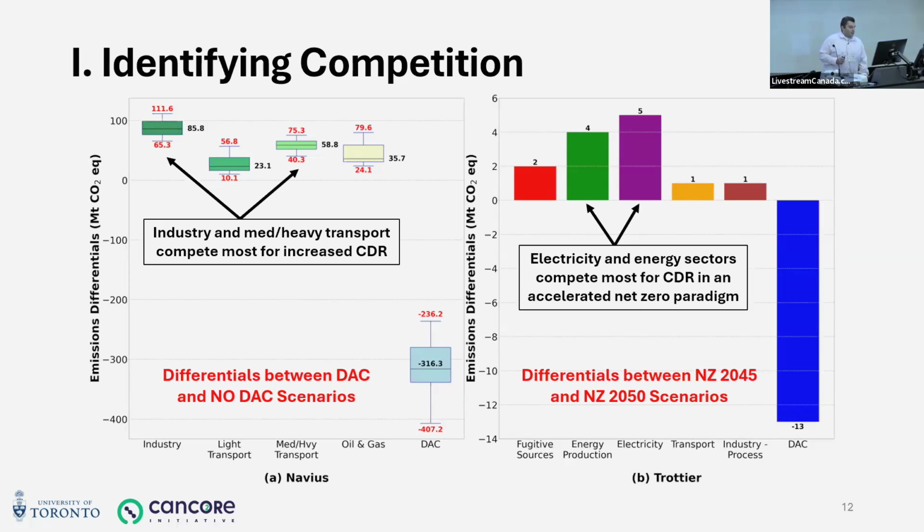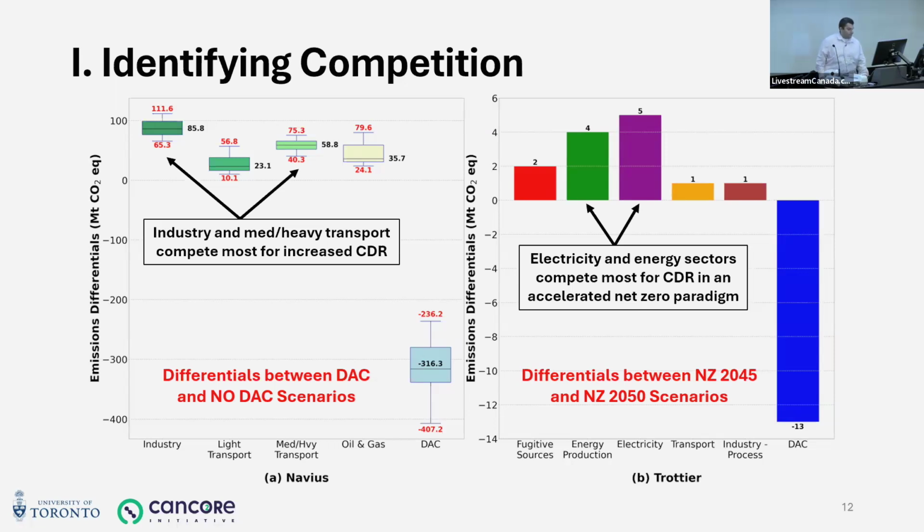In the Navius model, we were able to directly compare 108 net zero scenarios with no DAC to 108 scenarios with DAC. The figure on the left shows box plots of 2050 sectoral emission differentials. That is, the difference between high and low CDR pathways for those 108 scenario pairs. As we can see, the increase in DAC sequestration on the bottom right is offset by increases in sectoral emissions, with the 4 sectors with the highest emissions rebound being depicted here: industry, light transport, mid-heavy transport, and oil and gas. The industrial sector exhibits the highest emissions increases, accompanying increased DAC deployment, followed by, on average, mid-heavy transport and oil and gas.